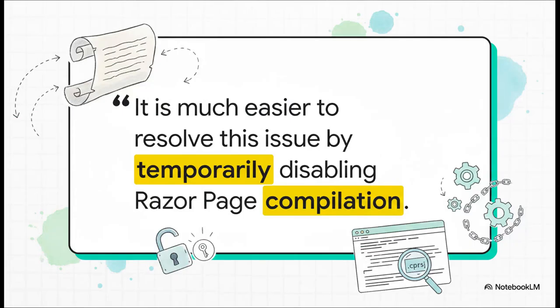Problem solved. And here's the magic spell that makes it all possible. You just pop this little property group into your .csproj file, and boom, you've disabled Razor compilation and broken that vicious circle. This is probably the single most valuable tip in this entire explainer. It lets you tackle the problem in bite-sized pieces instead of trying to fix everything at once.